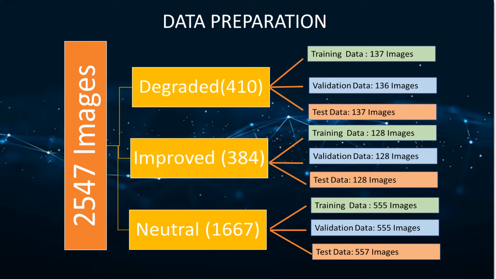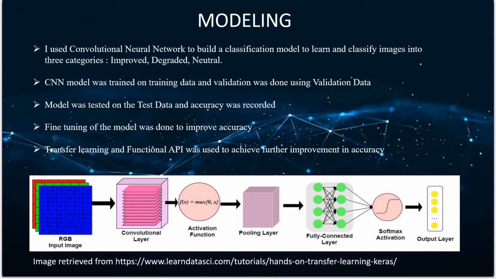Some more details on the data. Overall, we had 2,547 images, which were manually classified into degraded, improved, and neutral categories. For the neutral category, I had more than 1,600 images. Improved images were around 384, and degraded images were 410, which were further subdivided into training data, validation data, and test data. You can see the number of images for each category in the training, validation, and test data.